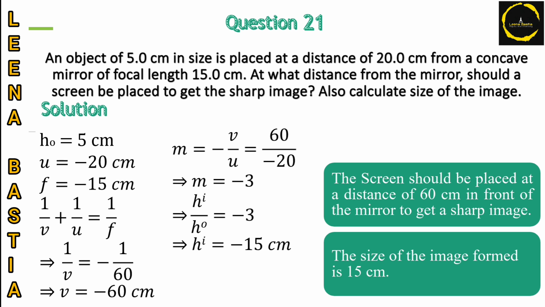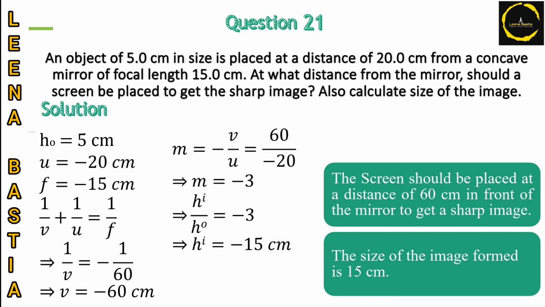Okay, so in the previous two videos you have already done 20 questions. Here is question number 21. Let us read what the question is saying. An object of 5 centimeter in size is placed at a distance of 20 cm from a concave mirror of focal length 15 cm. At what distance from the mirror should a screen be placed to get a sharp image? Also calculate the size of the image.